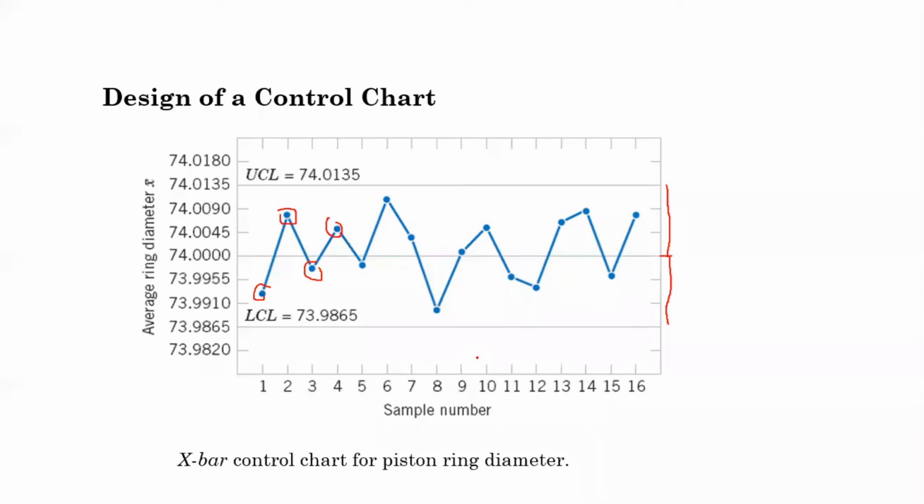Okay, so if you find a point that is, for example, the next point, if it is in here, then you could say that this is out of control, and you need to identify the reason for this out of control situation. That would be basically the analysis for the assignable cause of variation. If such a point exists, it means there is an assignable cause, so we go on to look for that cause.